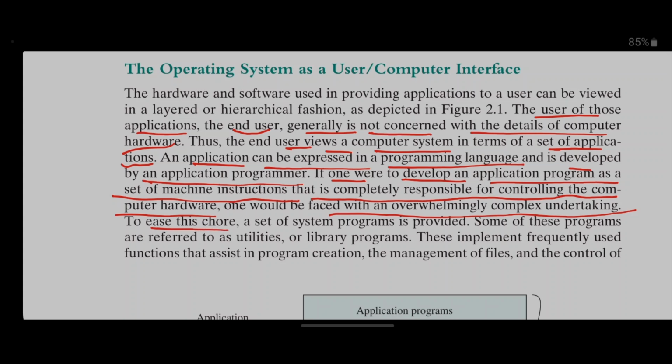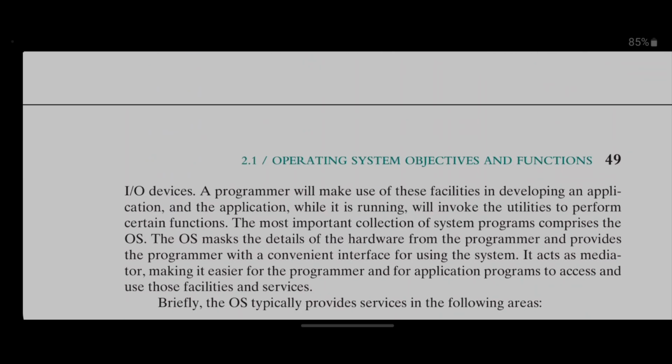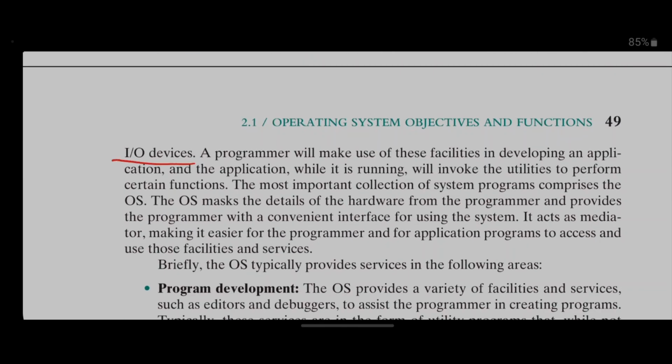To ease this task, a set of system programs is provided. Some of these programs are referred to as utilities or library programs. These implement frequently used functions that assist in program creation, the management of files, and the control of I/O devices. A programmer will make use of these facilities in developing an application, and the application, while it is running, will invoke the utilities to perform certain functions.